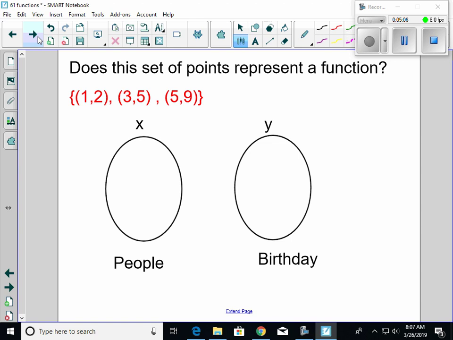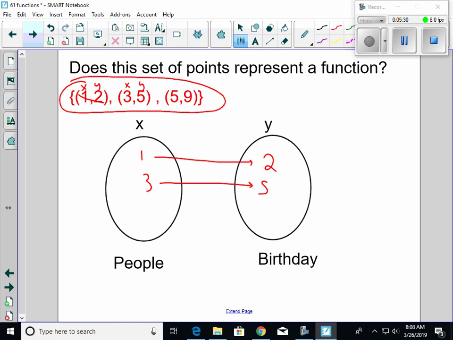Okay, so those are diagrams. Sometimes they'll give you the problem, though, as a set of points. Okay, so remember when you have a set of points, the first number is the x and the second number is the y. Okay, so we can make a diagram out of this. 1 would be mapped to 2, because that's my first point. 3 is the x, 5 is the y. So 3 would be mapped to 5. And 5 would be mapped to 9. So is this a function? Yes, this is fine. Each x has only one y.